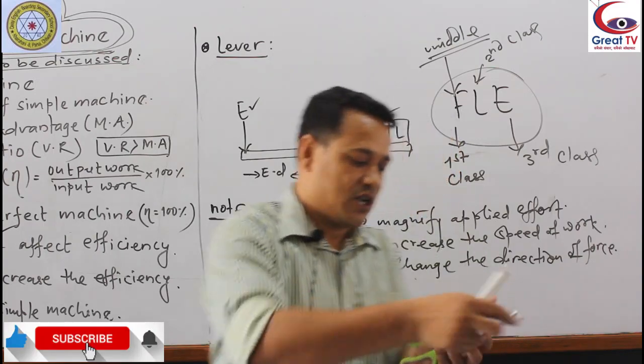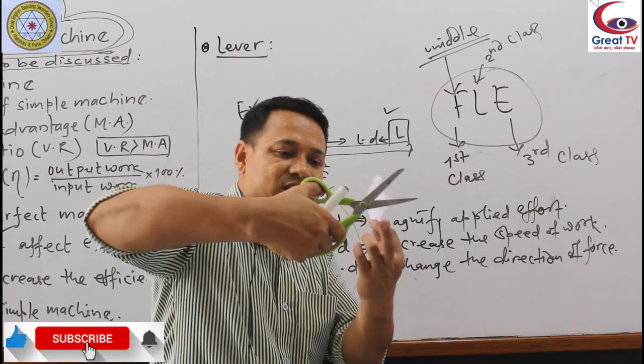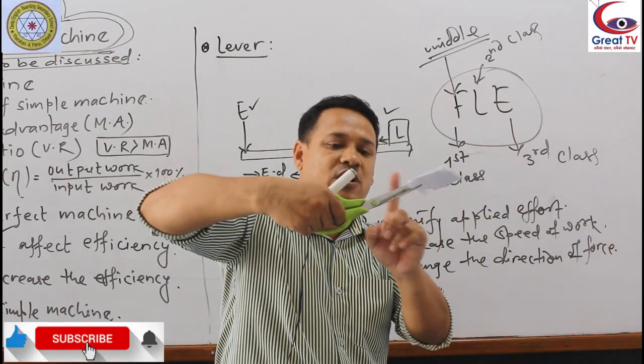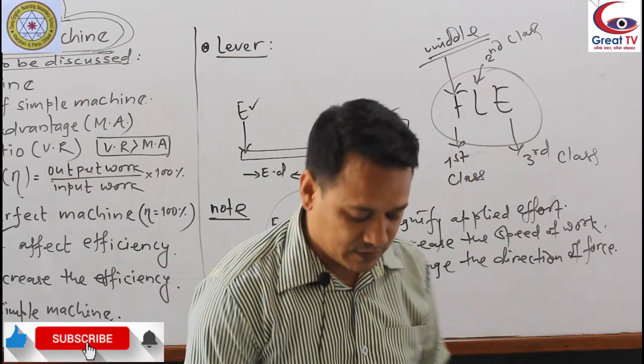Okay, load point. So look at here. Effort here, rotating point is this. That is the fulcrum, and load is here. So the fulcrum is in between the load and effort. This is the first class lever.